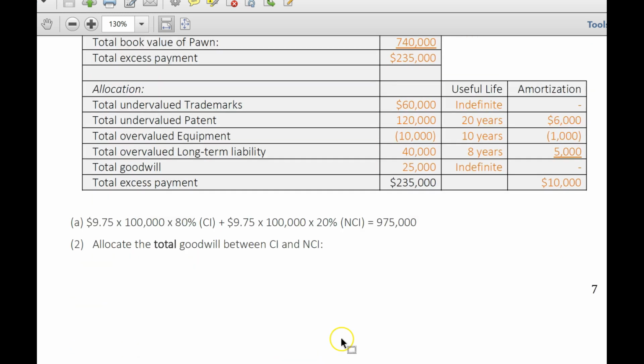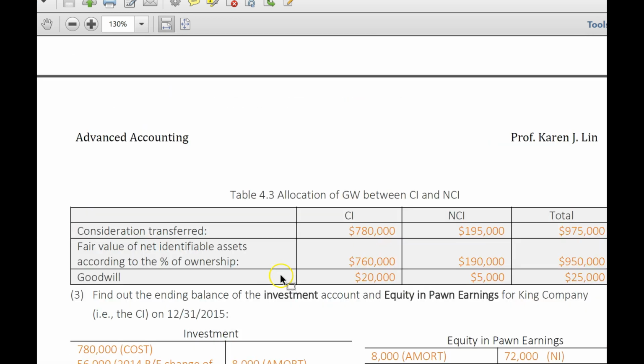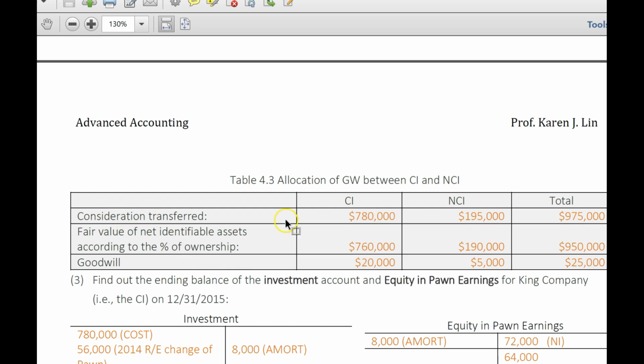All right. Next, we need to allocate the total goodwill between CI and NCI. The transfer by the CI is 9.75 multiplied by 80,000 shares. That's 780,000 cash, as we talked about in the information section. And NCI pays for the rest, obviously. So the total is 975. The fair value of net identifiable assets is 950.